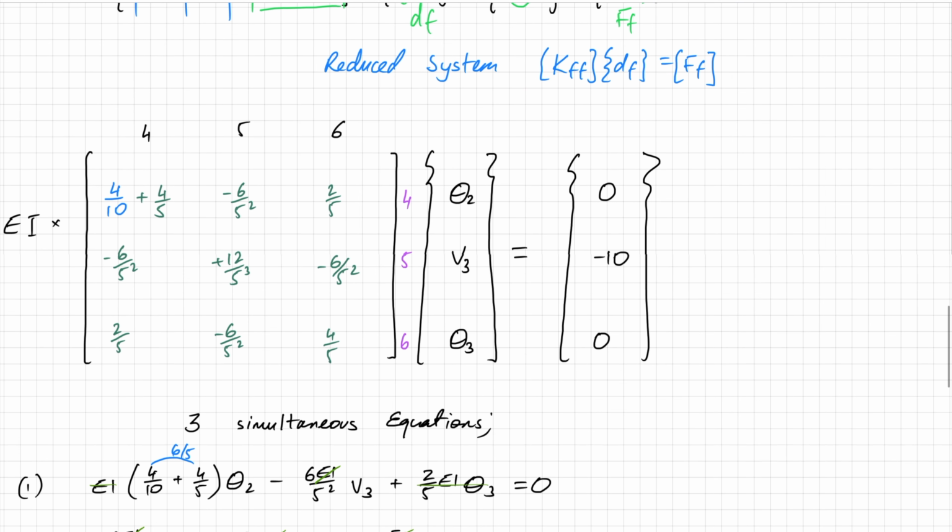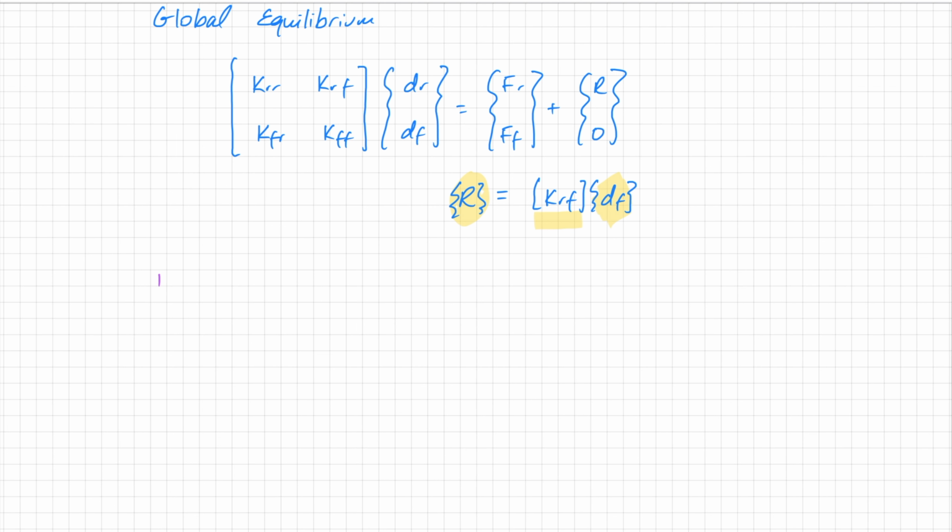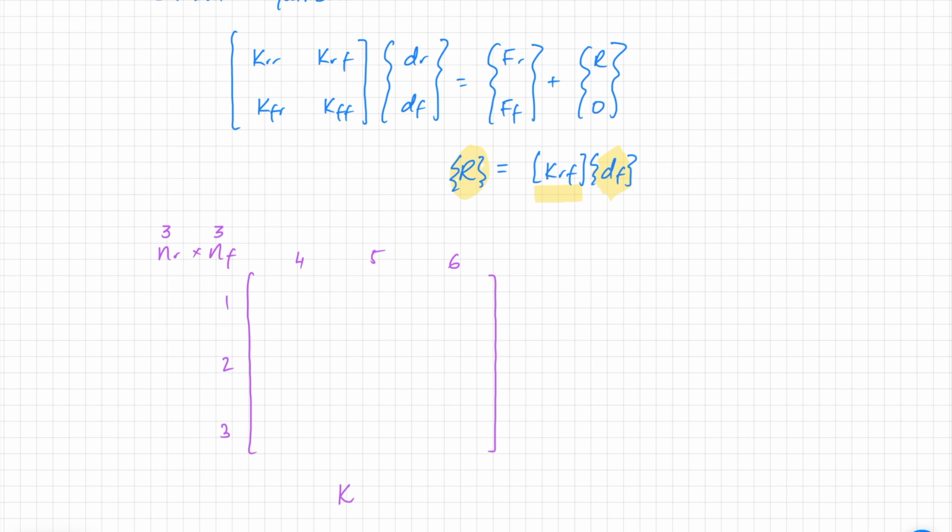Let's write that down clearly. So the size of it has to be NR on NF. NR, 3 restrained degrees of freedom, free degrees of freedom. So it's a 3-on-3 matrix. And we've just looked and found out that we will have degrees of freedom 4, 5, 6, and 1, 2, and 3. And that is KRF.